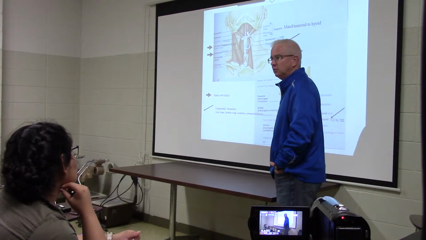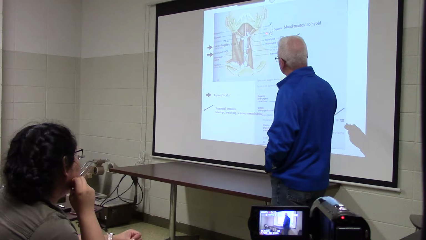The mandibular branches of these nerves feed the muscles that are attached to the mandible. How handy. That's where they get their name. So the digastric has 2 bellies, the anterior and posterior belly. Now you've seen them both, from the mandible to the mastoid and the hyoid.